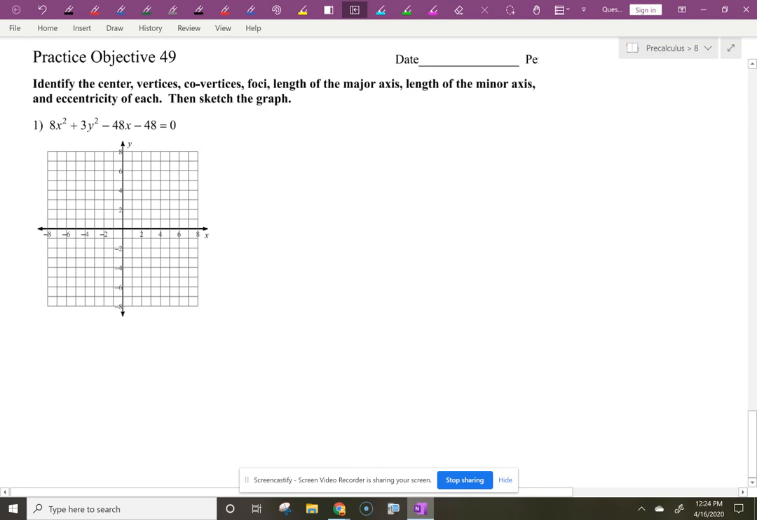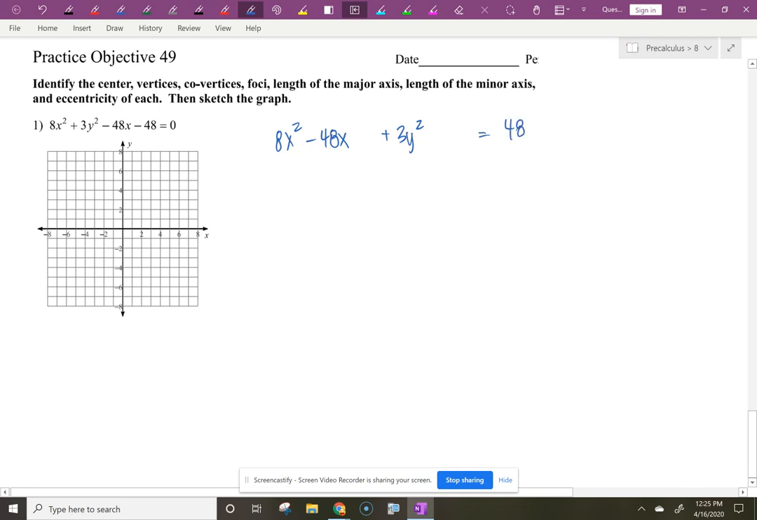All right, objective 49. Let's do number 1. These are ellipses, and we want to be able to sketch them, and we know that they're easy in standard form. So first thing I want to do when I sketch an ellipse or a hyperbola, which is coming up, is I want to get the x's together. I want to get the y's together, which, oh, good news, there's no y, and move constants to the other side. So there they are, right?